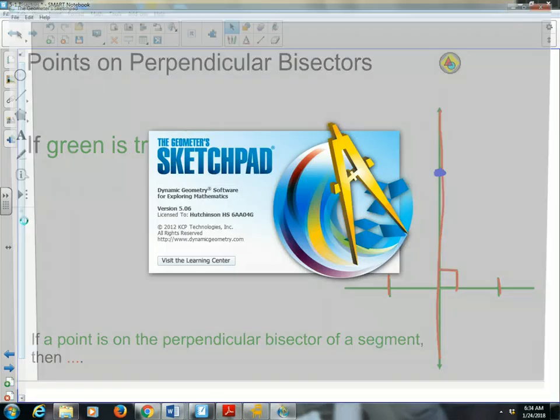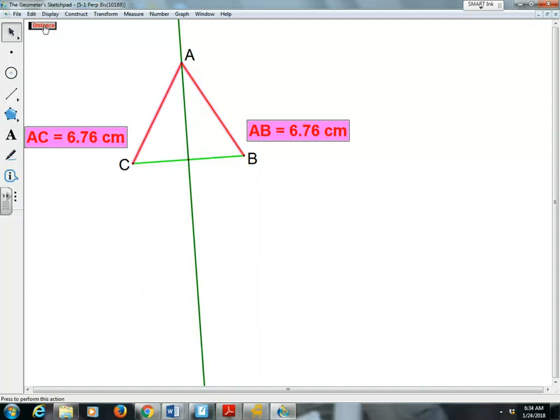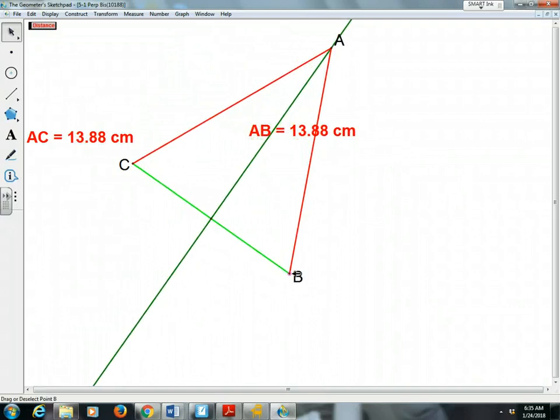I'm going to open up this sketchpad document here so you can maybe better see this. Point A is on the perpendicular bisector of segment CB. Notice the distance from A to C and from A to B. The distance from A to C is 6.76, and the distance from A to B is also 6.76. So those two lengths are congruent. And notice how I could switch around and make things different, but as long as A is on the perpendicular bisector, AC is always going to be congruent to AB.